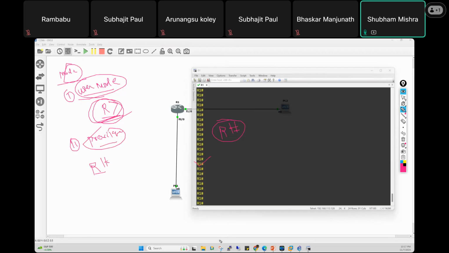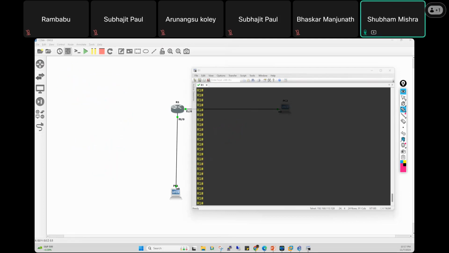If anyone asks you what is the main use of privilege mode, how can you answer? The main use of privilege mode is for view purposes. Getting my point, everyone? For example, if I want to check the configuration of this device, you can check in privilege mode, right?